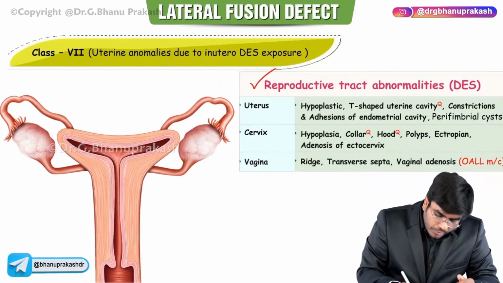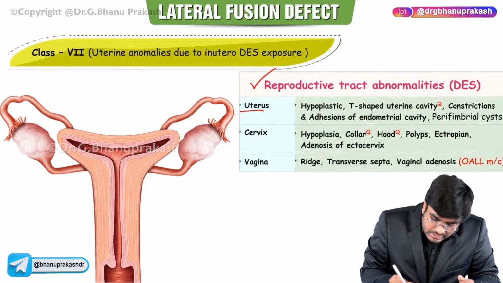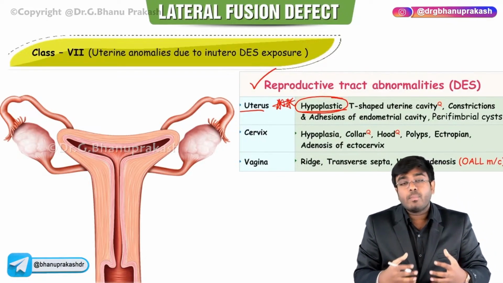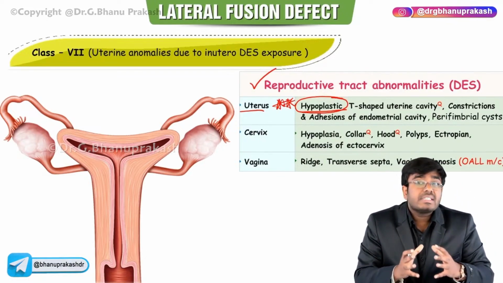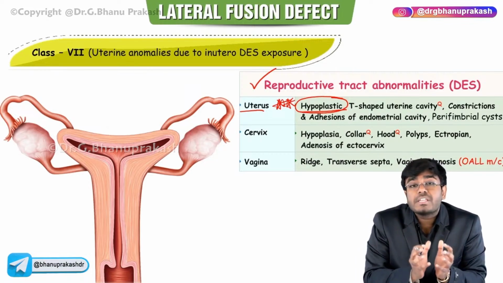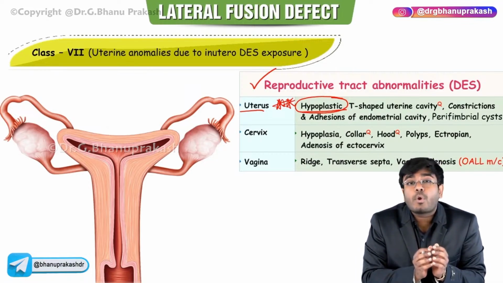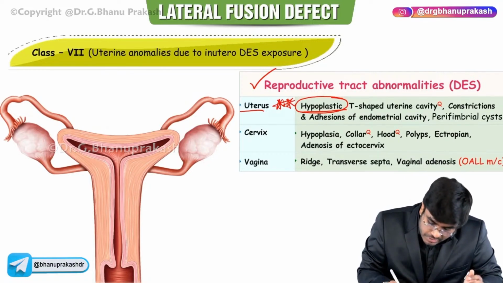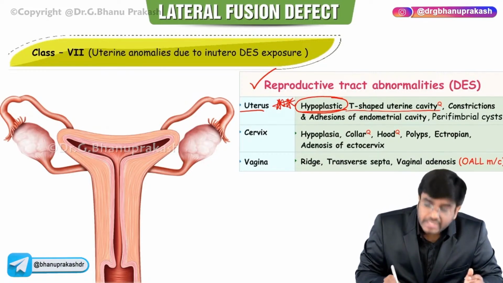Now, what are the reproductive tract abnormalities, guys? The uterus will be hypoplastic. This is very important. This is the most common uterine anomaly with DES. The most common uterine anomaly seen with DES is a hypoplastic uterus, or a uterus which is not properly developed. In a hypoplastic uterus, you may have a T-shaped uterine cavity.